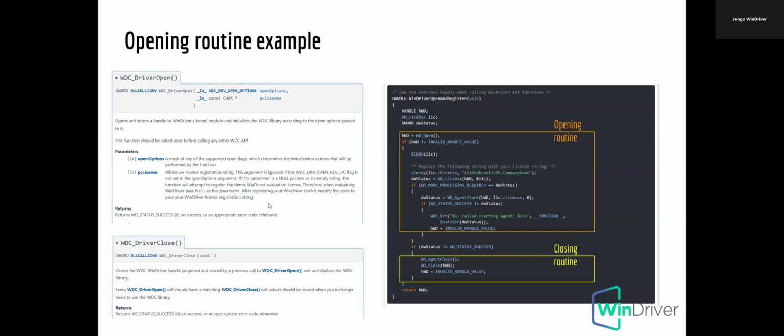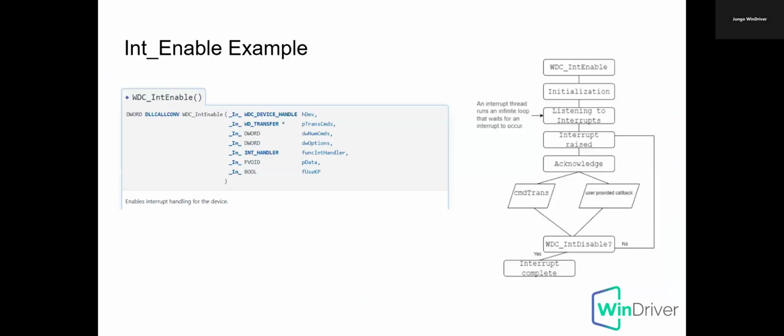So this is one example of using the high-level API and how it can save you complexity of the code. The WD enable, WDC interrupt enable, I will not get too deep into it. We have an entire webinar about the interrupt handler, but this function does a lot of things.